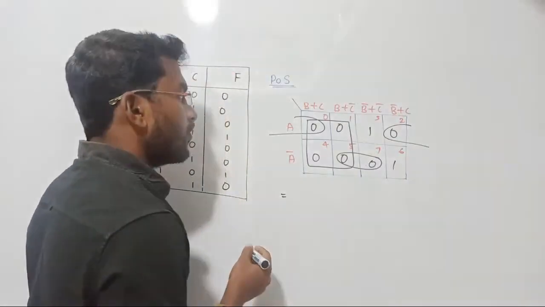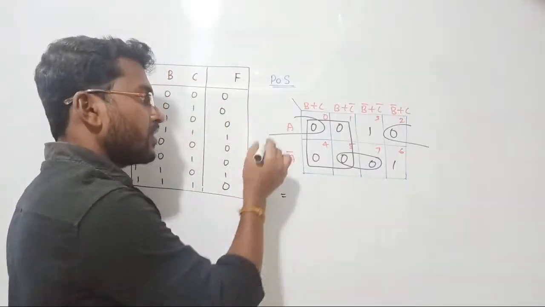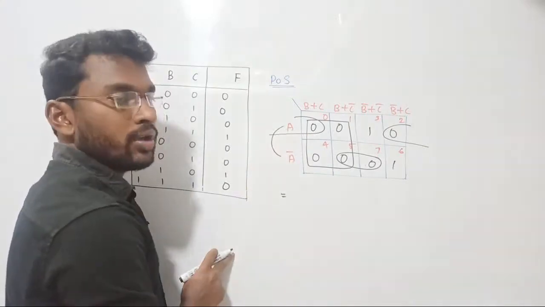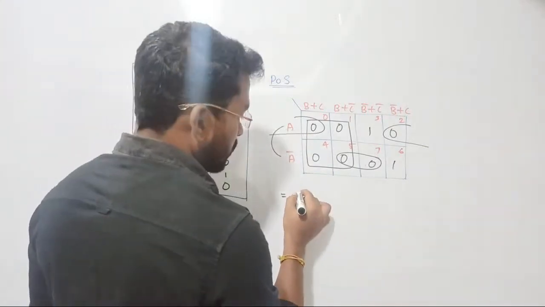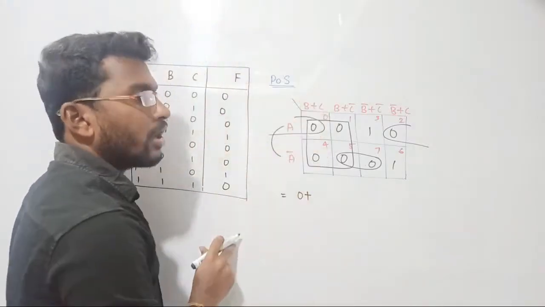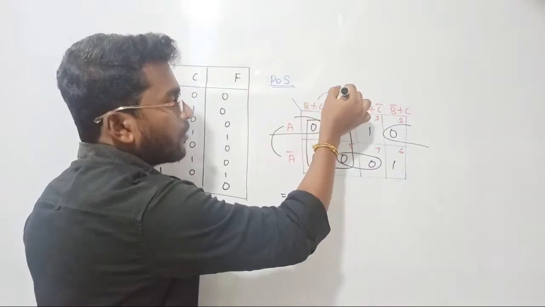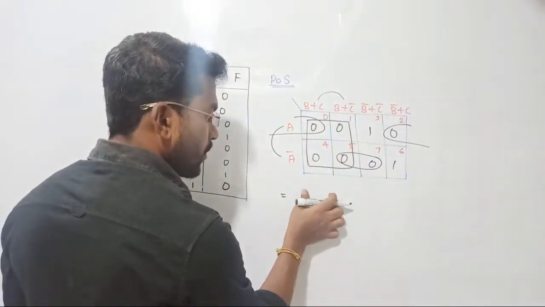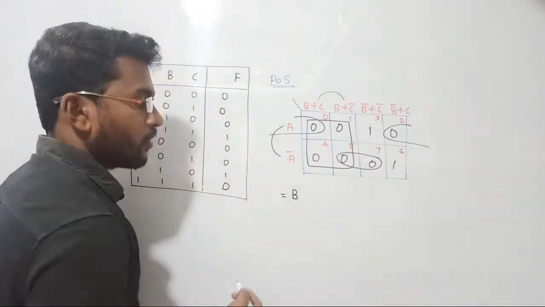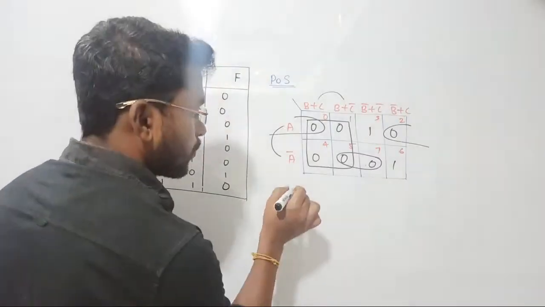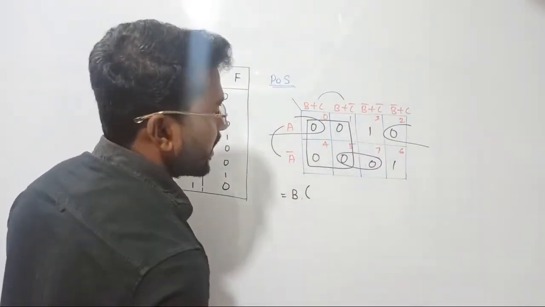Guys, listen: product of sum form means we should multiply these terms. Now we all know A dot A bar will be 0, so within the group we perform OR operation. Which is the common term between these? The common term is B, so we add 0 plus B, and the value is B. Then we write a dot between the sums, because it is product of sum.